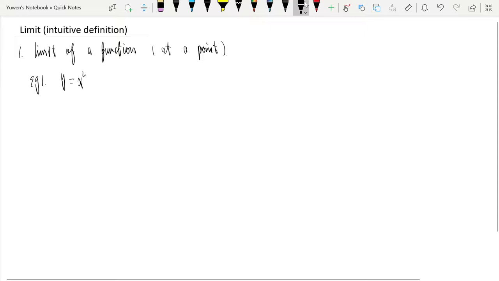If y equals x squared, what happens when x tends to 0? We know that when x tends to 0, for example, if x equals 0.01, then y equals 0.0001, and if x is 0.0001, then y equals 0.00000001. That means we can go on for x.